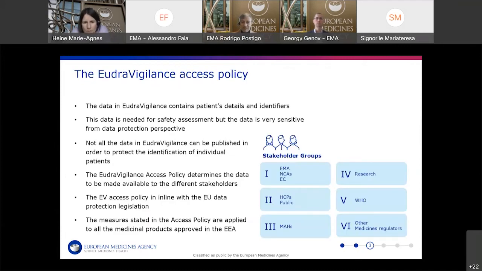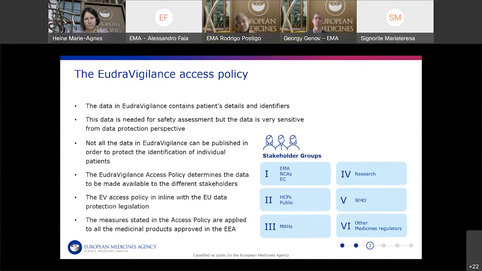So what is the EudraVigilance access policy? This is an important document for us, and the document is published on the ADR website. And we need to understand that the data in EudraVigilance contains patient details and patient identifiers. And this data is needed for safety assessment. It's definitely needed for us to identify duplicates, but it is easy, I think, to understand that the data is very sensitive from the data protection perspective. So not all of the data that we have in EudraVigilance can be published. And this is in order to protect the identification of the individuals and protect the re-identification of patients.